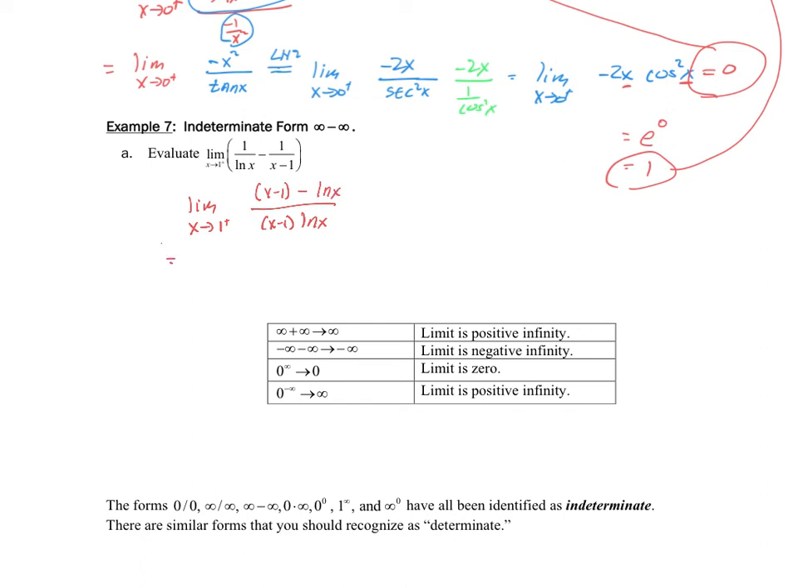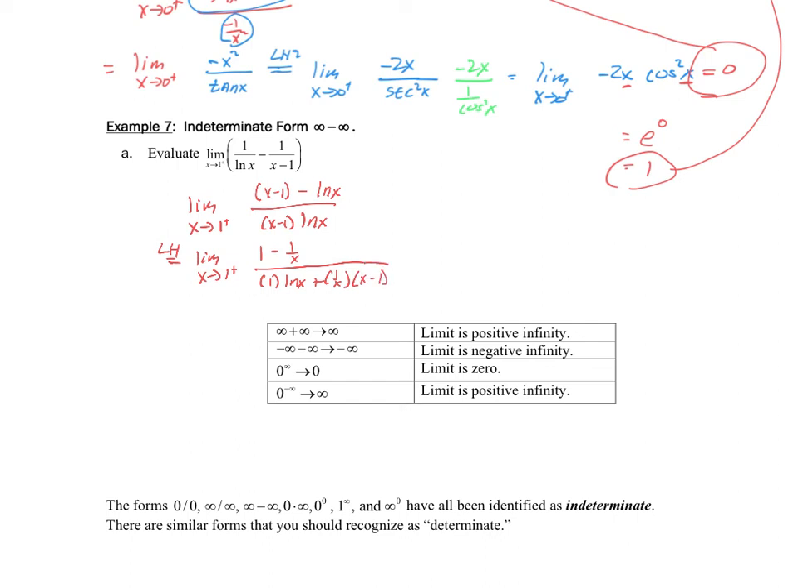All right, let's apply L'Hopital's rule. So I've got my limit as I approach 1 from the right. So my derivative of x is 1. My derivative of minus 1 is 0. My derivative of natural log is 1 over x. My derivative in the denominator is a product rule. So I've got derivative of the first times the second plus derivative of the second times the first.